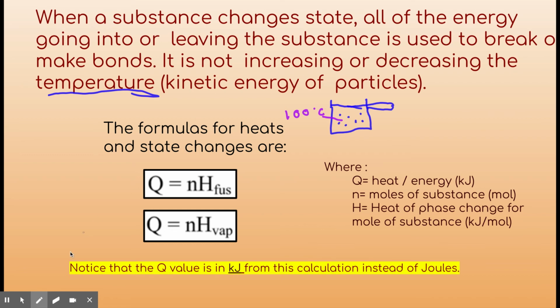So, formulas. You can find these two formulas on the back of your periodic table, your data sheet. Q still is going to represent heat and energy, but the interesting case in this formula is different than our Q = mcΔT. The units for Q = nH, or a phase change, we're actually dealing with kilojoules.